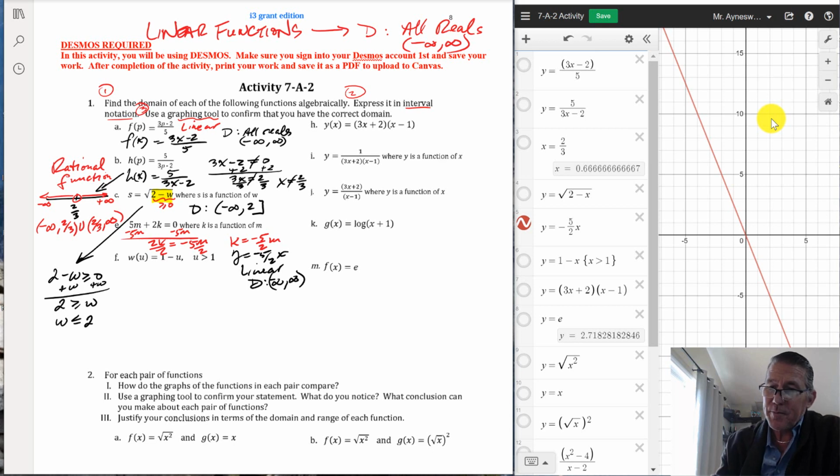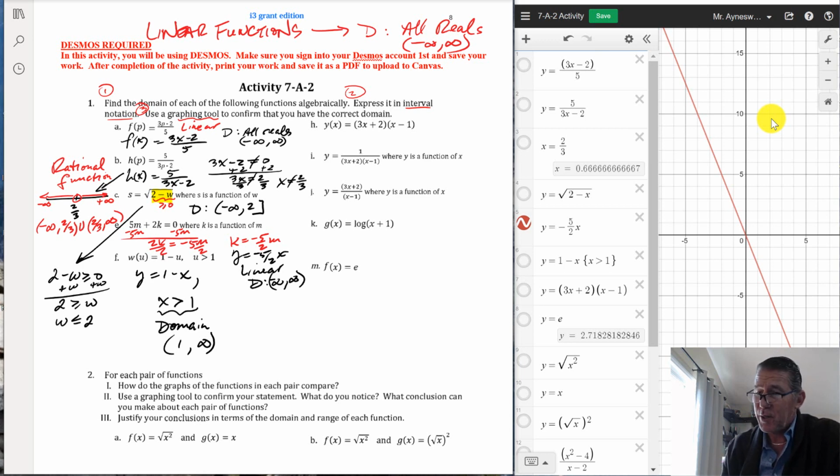Okay, next one. w of u equals 1 minus u. Okay, this is the same thing as y is equal to 1 minus x. So when you enter this in Desmos, that's all you do. And where I switch from u to x, x is greater than 1. And so this right here is the domain. It's been restricted. So the domain is from 1 to infinity. So they actually gave us the domain on this function.